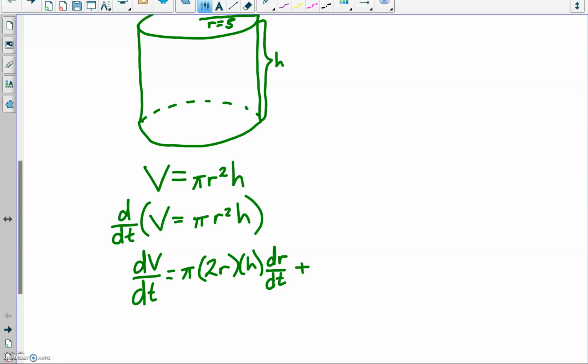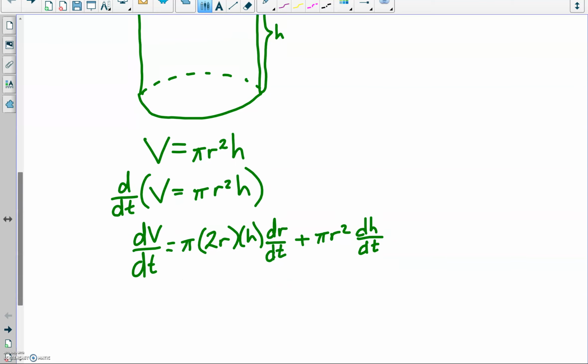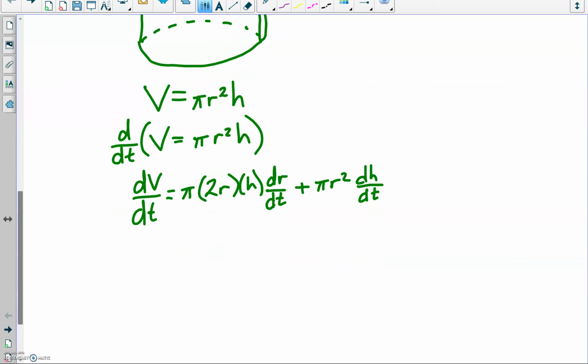So then plus, now I'm going to derive the h. So the pi r squared just carries along. The h goes to 1, but since I'm deriving something that's some unknown function of t, I'm going to multiply that by the dh/dt, complete the chain rule there. So now let's take a look at this and see if there's any simplifying that can be done.